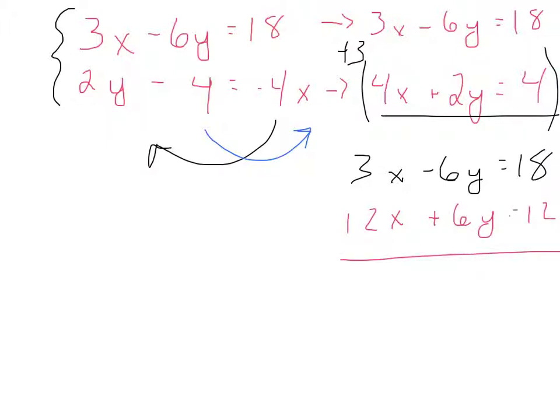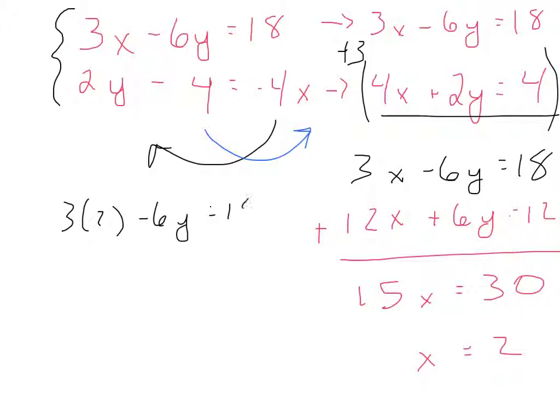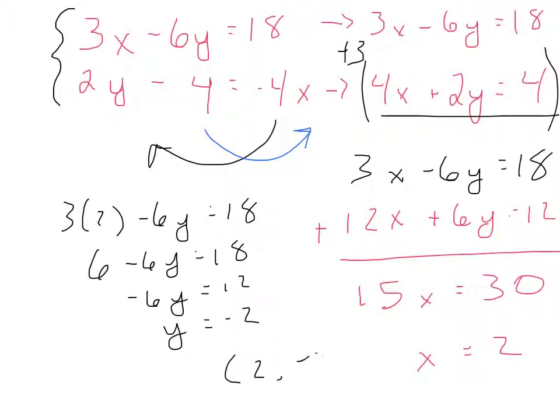I'm going to combine those two equations by adding them. I'll get 15x equals 30 because my y's cancel. x equals 2. And now going back, let's plug it in. So 3 times 2 minus 6y equals 18. So 6 minus 6y equals 18. So negative 6y equals 12, and y equals negative 2. So my solution here is (2, -2).